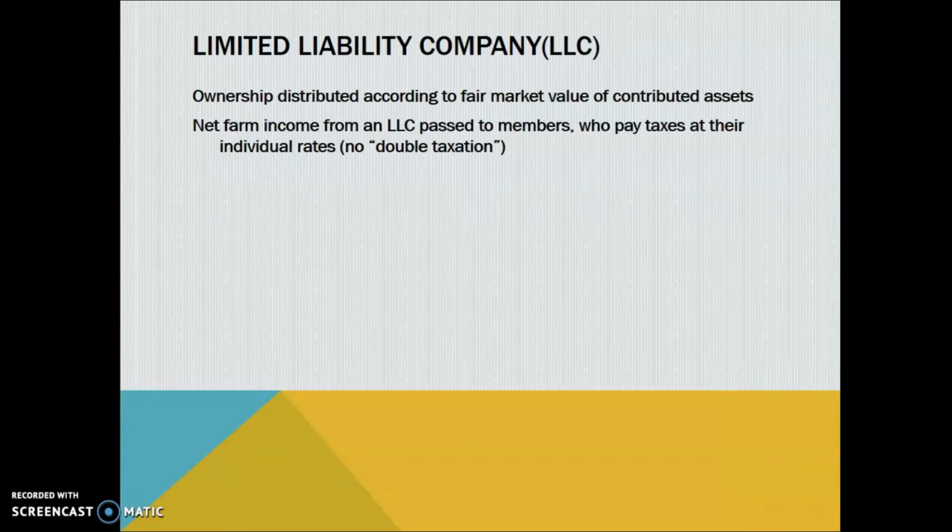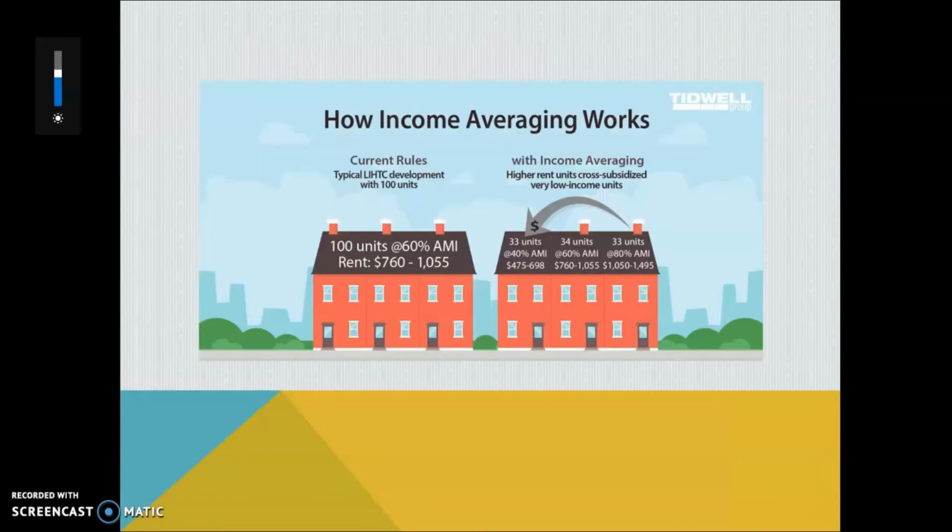Okay, so we go next to the limited liability company. In a limited liability company, ownership is distributed according to the fair market value of contributed assets, and the net income from an LLC is passed to members who pay taxes at their individual rates, which means there is no double taxation.